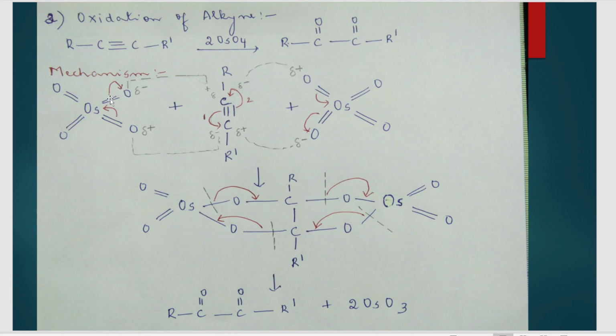What is happening here? One bond shifting away from osmium, one bond shifting towards osmium. So this oxygen gets a negative charge and this oxygen gets a positive charge. Same thing here, one bond shifting away from osmium, one bond shifting towards osmium. So this oxygen is getting a positive charge. Wherever the bond is shifting away from that oxygen, it is getting a positive charge. Wherever the bond is shifting towards oxygen, that oxygen is getting a negative charge.